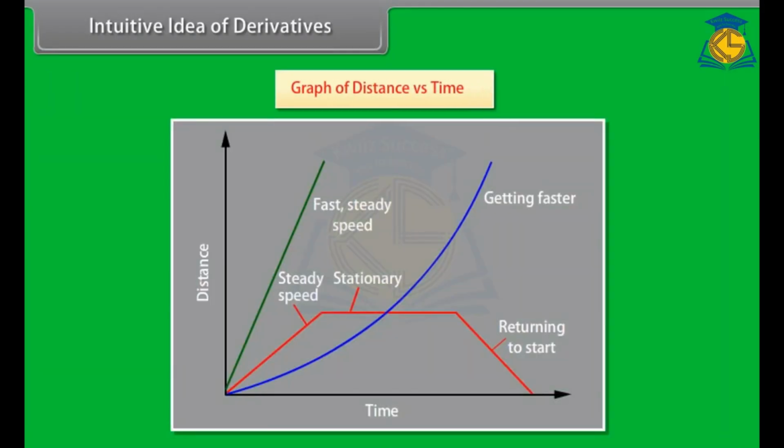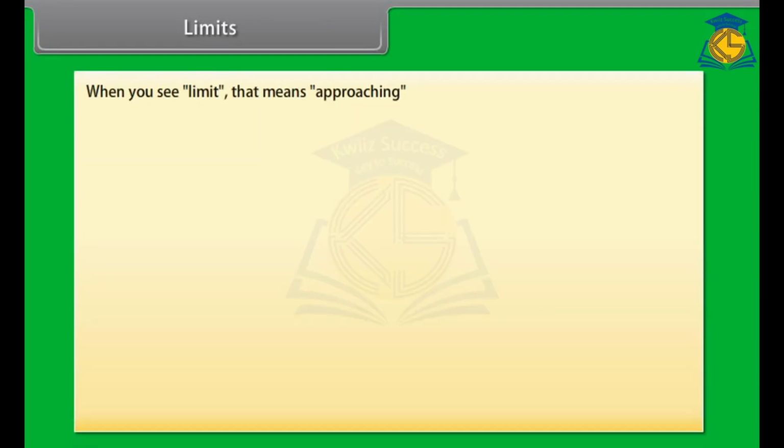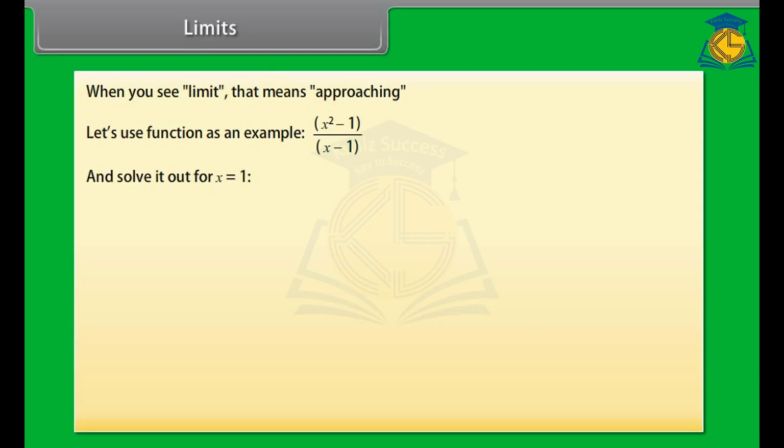Below is the graph of distance versus time. Limits. When you say limit, that means approaching. Let's use this function as an example: (x² − 1)/(x − 1). And let's work it out for x = 1. (1² − 1)/(1 − 1) = (1 − 1)/(1 − 1) = 0/0. Now, 0/0 is a difficulty. We don't really know the value of 0/0. So, we need another way of answering this.